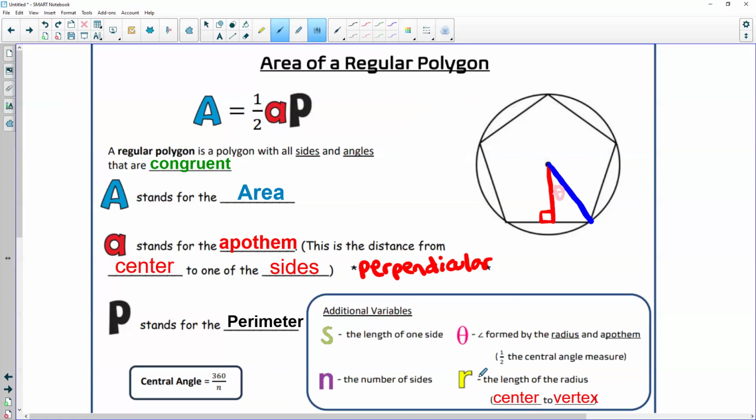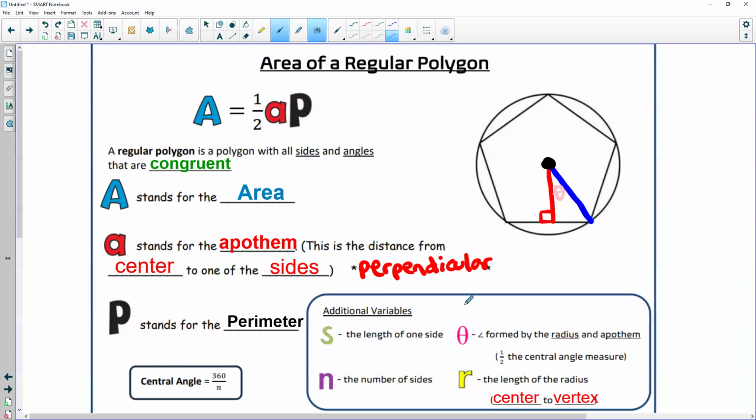R in this situation is going to represent the length of the radius. We've looked at a radius before. It's very clear to see here in a circle, but we're not always going to have a circle in our pictures. In the context of regular polygons, please understand that your radius is going to be the length from the center to the vertex. So here's our center, this black dot. Your radius is from the center to one of the vertices of the regular polygon.